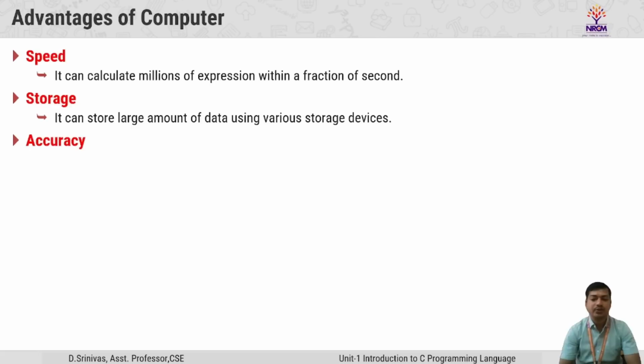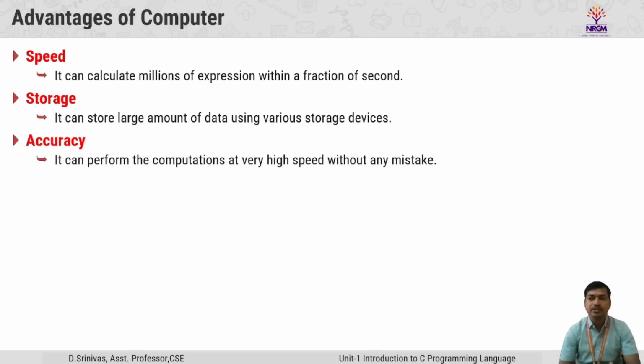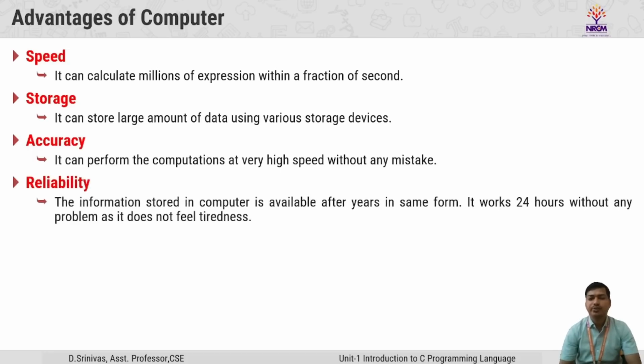And next one is accuracy. Accuracy means it can perform the computations at very high speed and without any mistakes. Next, reliability. For example, if you store the data on your computer, after so many years also the data will be constant in the same form, so it will work and it will not be changed day to day. So it means that it is reliable.